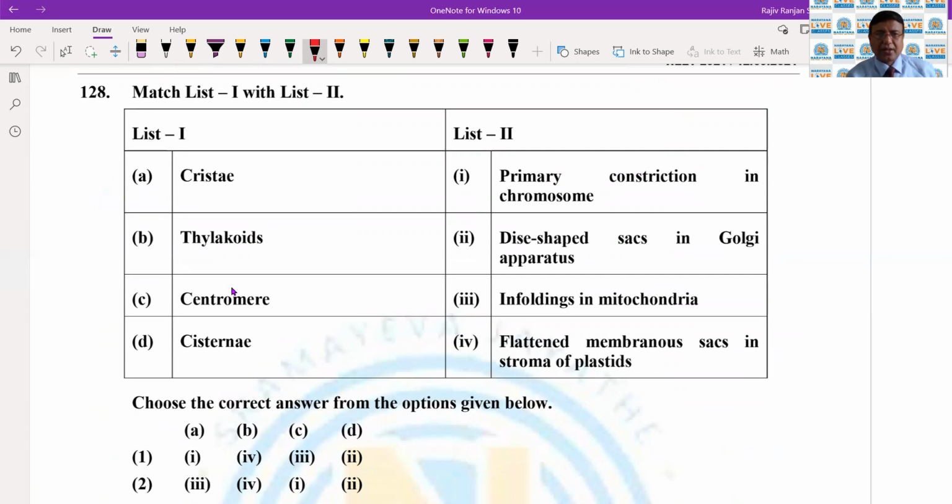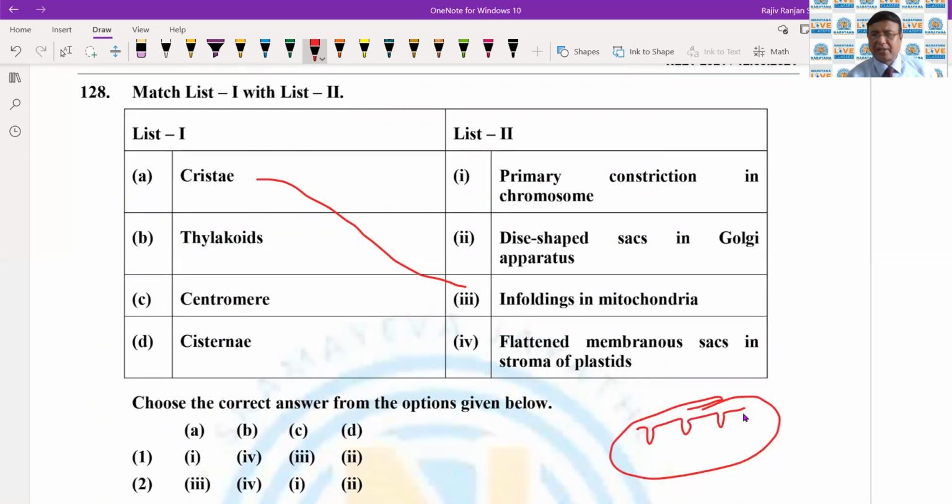Cristae, thylakoid, centromere, cisternae. And let's now see primary constriction in chromosome, disc-shaped sacs in Golgi apparatus, infoldings in mitochondria, and flattened membranous sacs in stroma of plastids. Okay, so first let's see cristae. Cristae are actually the infoldings of the inner membrane of mitochondria. It has the outer membrane, and the inner membrane remains folded into the mitochondrial matrix in such a way, and these projections are called cristae.